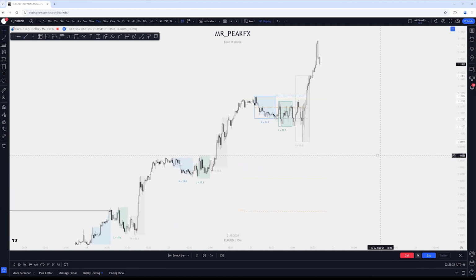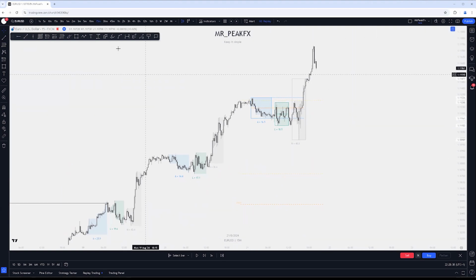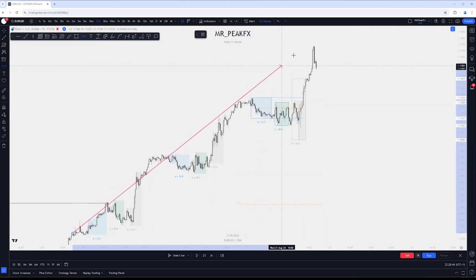So ladies and gentlemen, this is EURUSD. I think this is the 15 minutes time frame. All right, we can see that price was extremely bullish, just having impulse, little correction, and price just keeps jetting up.